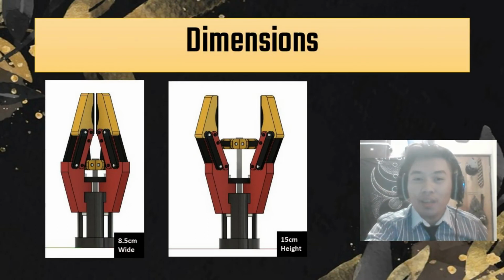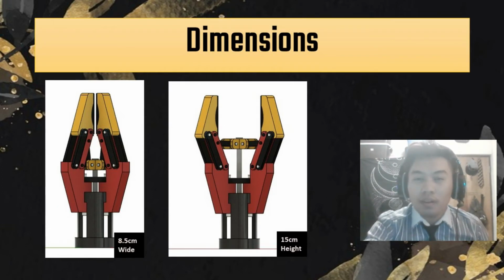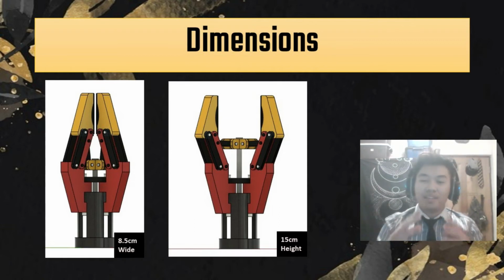And then here we can see is the dimension. For our Easy R Gripper, we have a dimension of 8.5 cm by 15 cm in total of height and width. So from here, it is actually very small. It is very compact and it is very lightweight.